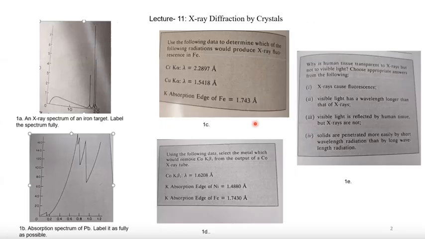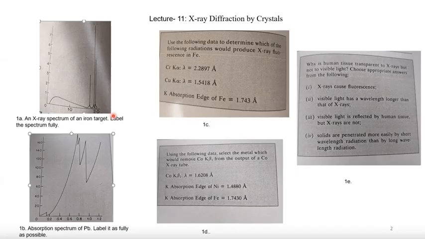In the first slide of this lecture, we talked about these problems a bit in the last lecture, that is the 10th lecture, but we didn't finish it. Therefore, I take it again. This is some problem we discussed in an earlier lecture. This is a spectrum of an iron target. We are asked to label it.